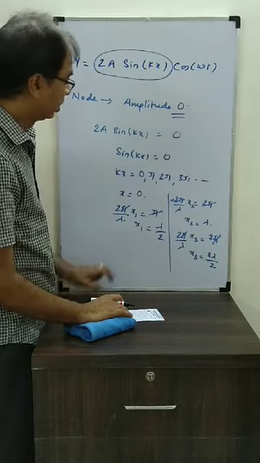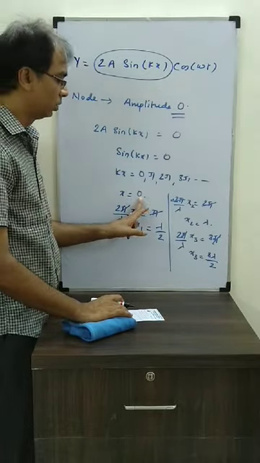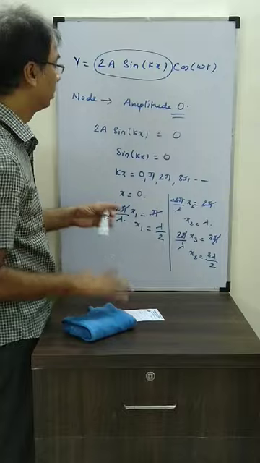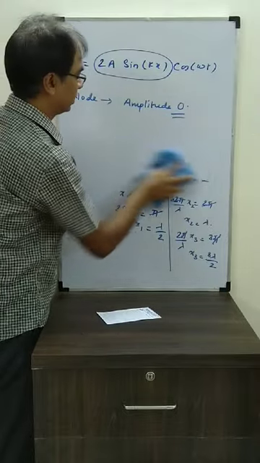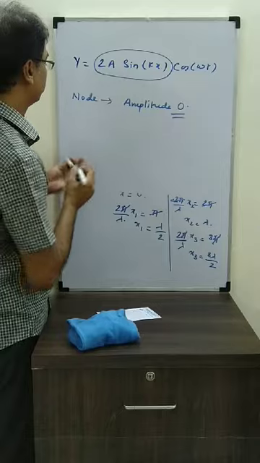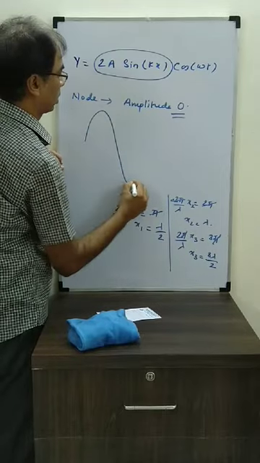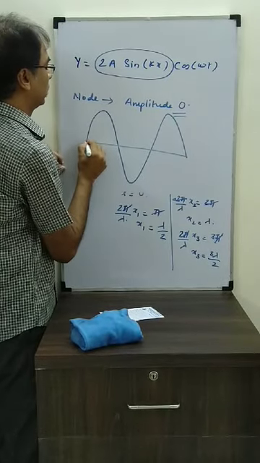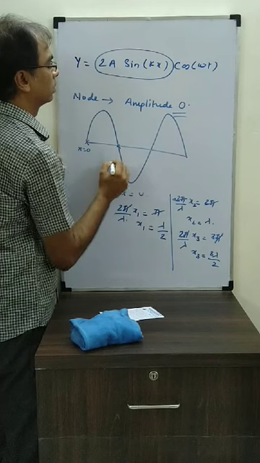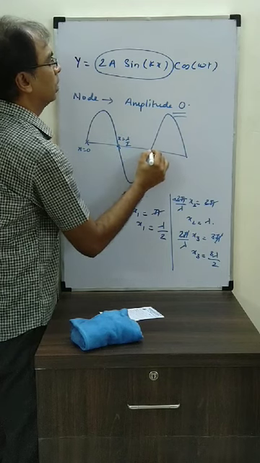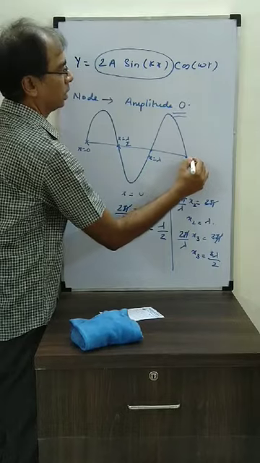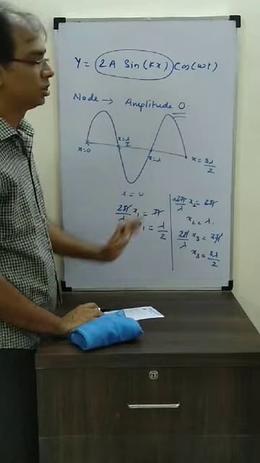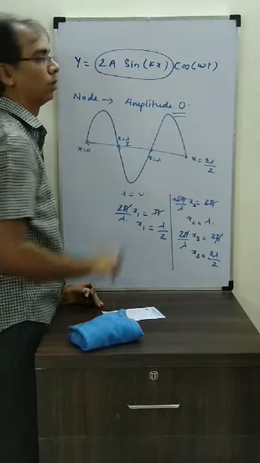Are you able to understand? The positions of nodes are at x equal to 0, then x equal to lambda by 2, then lambda, then 3 lambda by 2. If I make it, it will be something like this. Let me show you what the nodes are here. Okay, these are nodes. This node is x equal to 0, this one x equal to lambda by 2, this one x equal to lambda, and this one x equal to 3 lambda by 2. Okay, this is how we can find the positions of nodes for this standing wave.